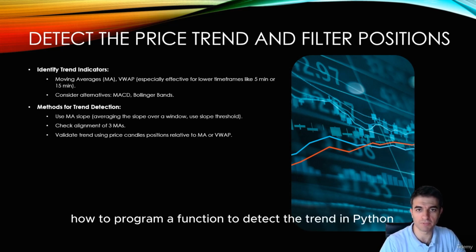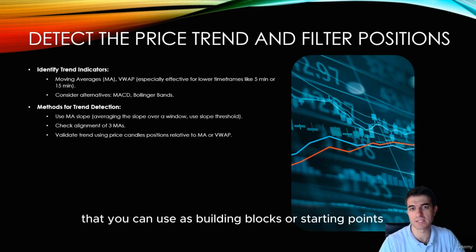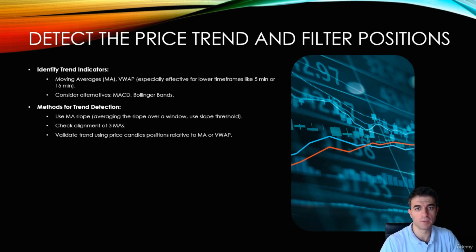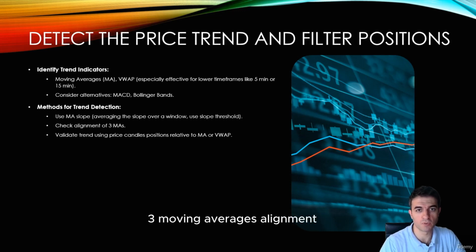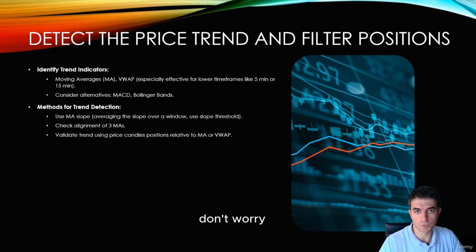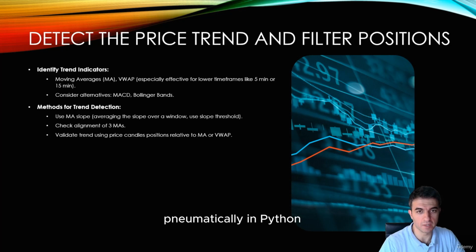We will discuss how to program a function to detect the trend in Python in the following videos. And of course, there will be downloadable material that you can use as building blocks or starting points while you are building your strategy or your algorithm. Methods for trend detection are using the moving average slope, 3 moving averages alignment, and the price candles above or below the moving average or the VWAP. If you are not familiar with these 3 methods, don't worry, we'll go through the Python code line by line. I'm going to show you how to code the 3 of these methods, and how to detect the trends numerically in Python.